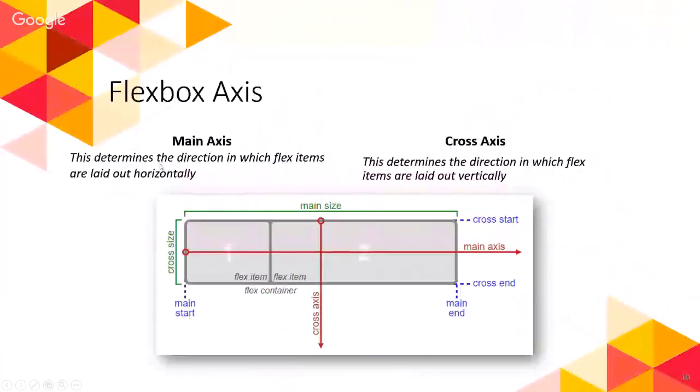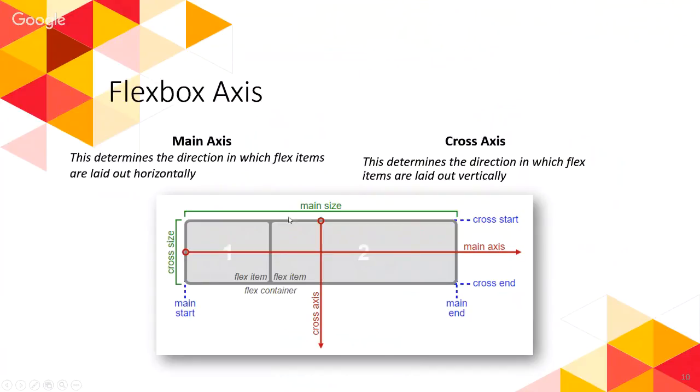Let's expand a bit more on that. As we said, the main axis determines the direction in which flex items are laid out horizontally. So here is another picture of the main axis. It starts from the left and goes all the way to the right. And that's the main axis size, this here. These are the two flex items, and this is where the main axis starts, and this is where it ends.